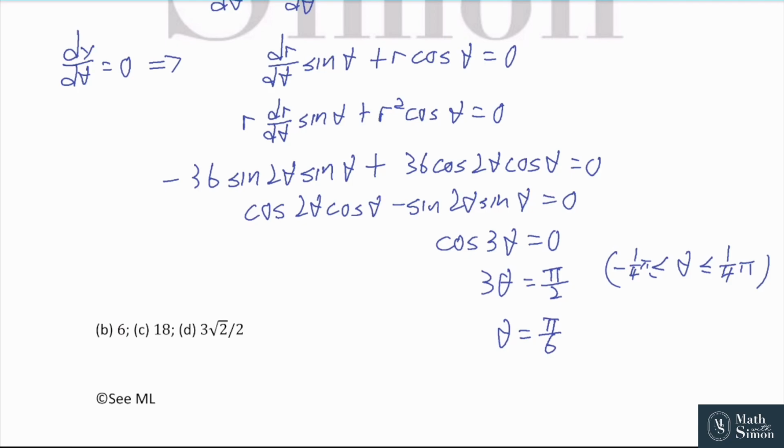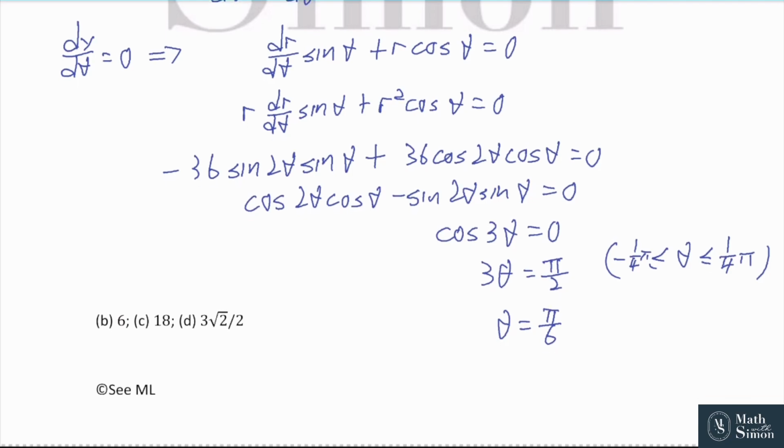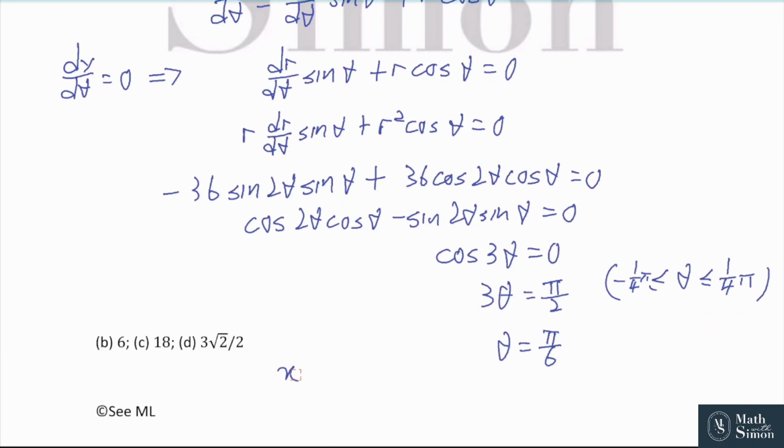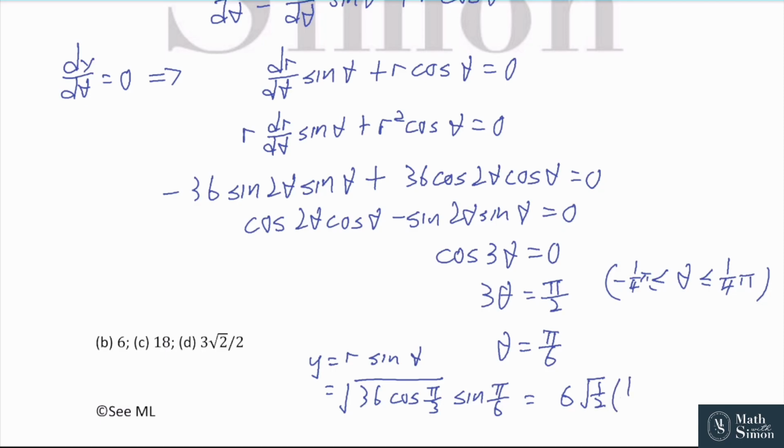Again, because they are looking at this maximum distance, they are not just looking for the theta here. So we will have to substitute it back. So the x is r cos theta. Sorry, we are looking at the y. Y is r sine theta. Of course here we have to consider the square root of 36 cos of 2 theta, sine pi over 6. So square root of 36 is 6. Cos pi over 3 is a half, so we get the square root of a half. Sine pi over 6 is a half.